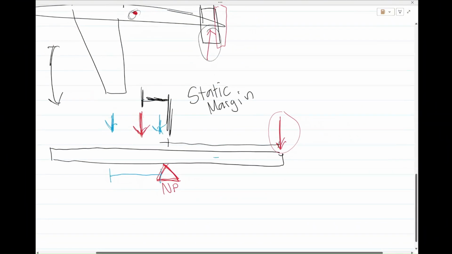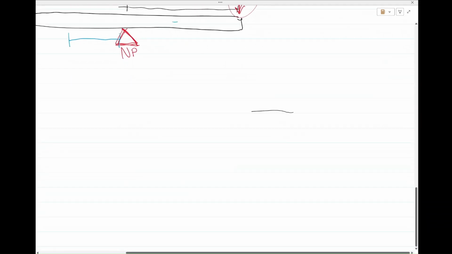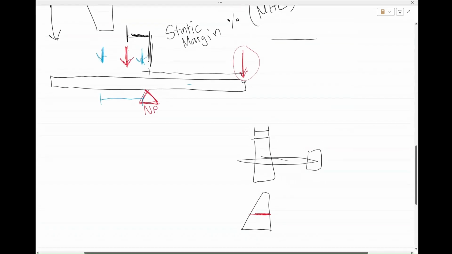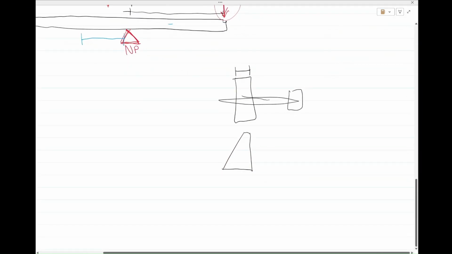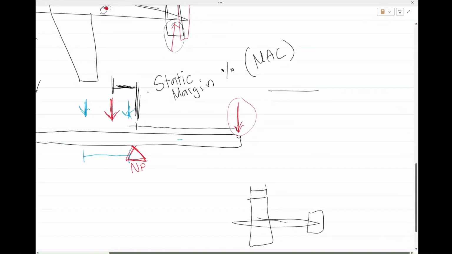Your static margin is a percentage of your mean aerodynamic chord. I hope you watched the other videos. You have your chord length, if this is your plane from above. Usually aircraft have tapers, and so your mean chord length, which might be somewhere around there, would almost always be in the center. Not necessarily, though. You don't have to have a straight taper. So your mean aerodynamic chord times your static margin gives you this distance.